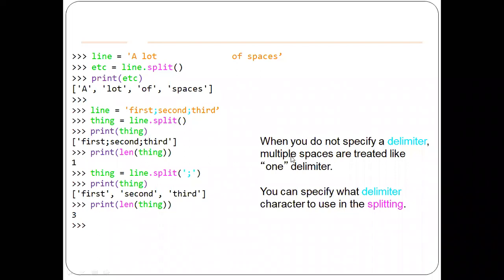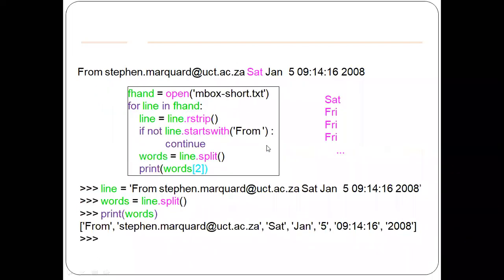And here is one more example of how the splitting happens, right? So fhand is equal to open, I have open mbox-short.txt, which is a file that you are opening, and we are reading each line from the file.